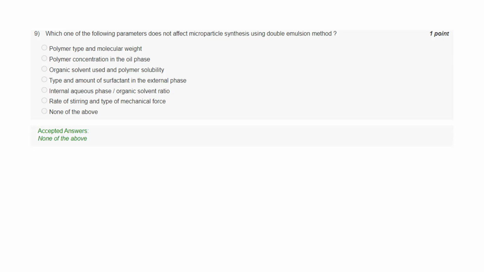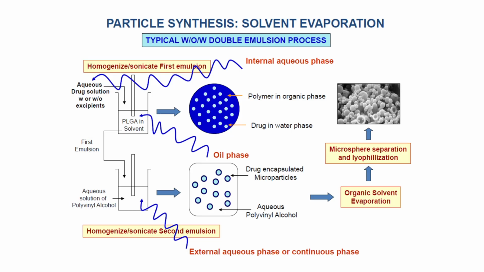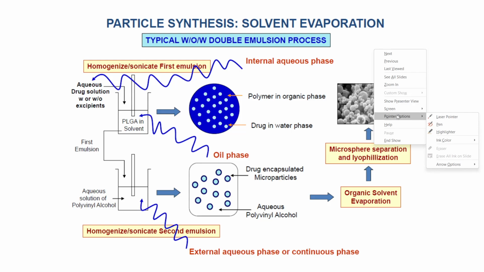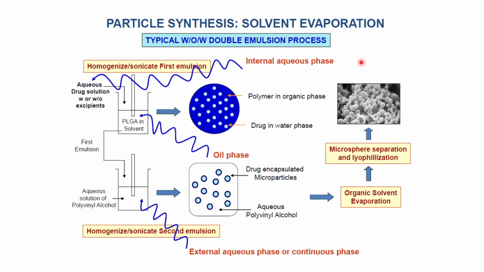Okay, let's look at this. Yeah, you're correct. Thanks for answering. The correct option is none of the above. So I hope you have gone through this, but let's discuss this double emulsion process in some detail. This is one of the methods to manufacture microparticles or nanoparticles. There is also something known as the single emulsion method, which is used to incorporate hydrophobic drugs. In case your drug is hydrophilic in nature, we can use this double emulsion process.